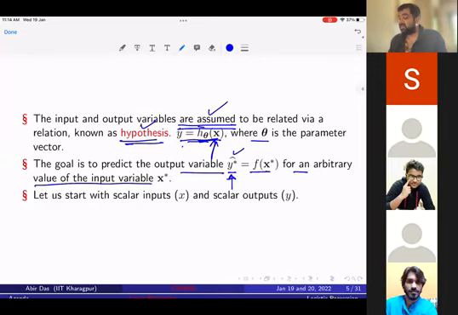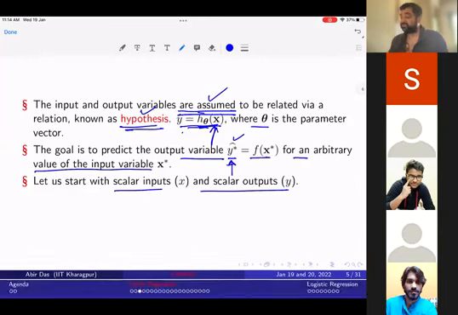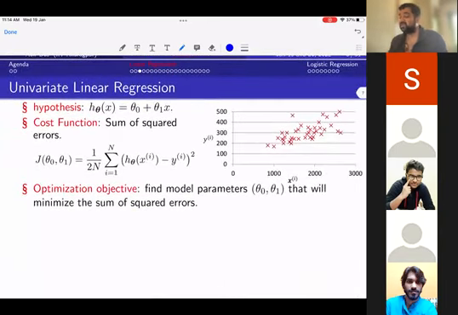So let us start with some scalar inputs x and scalar outputs y. As I said, the univariate linear regression case. So univariate linear regression, as I said, the topic of the slide. So hypothesis. So you have scalar x and some y. Now hypothesis is that it is related in a linear form. So for a scalar x and scalar y, the linear form is this: theta 0. It's kind of the slope intercept form. Sometimes it is called an affine relation.